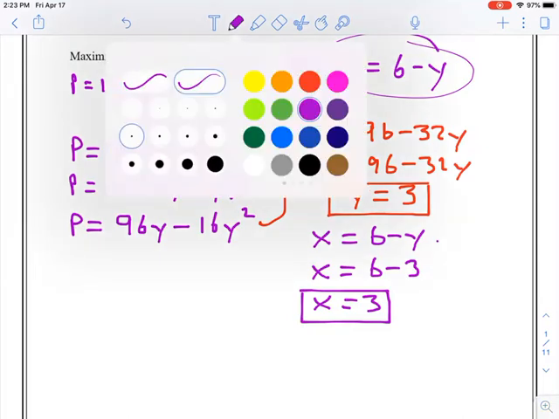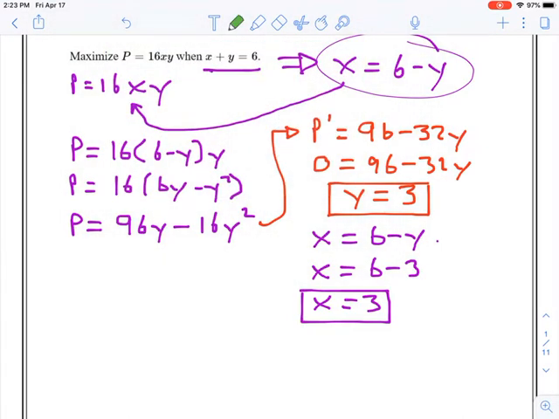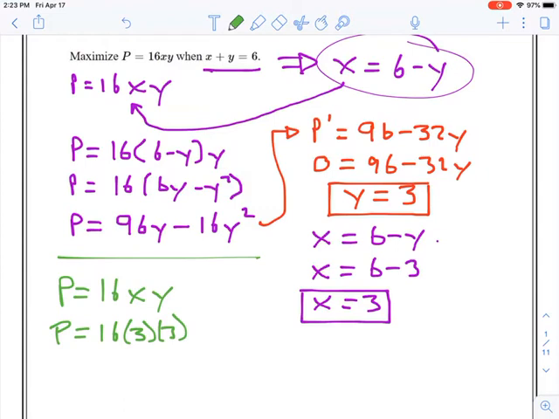And so p is 16xy. We now know the x and the y value that will optimize the problem. All we have to do is substitute them in. So 16 times 3 times 3, and that would be 16 times 9. And so 16 times 9, I don't know my calculator, 6 times 9 is 54, so it's 144.